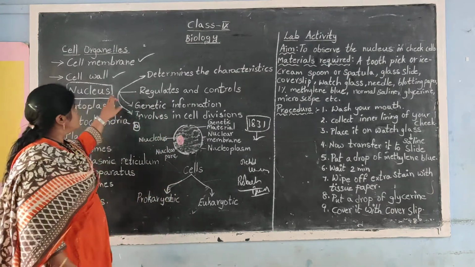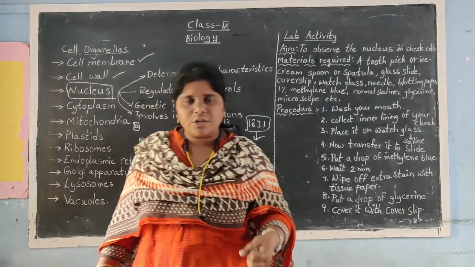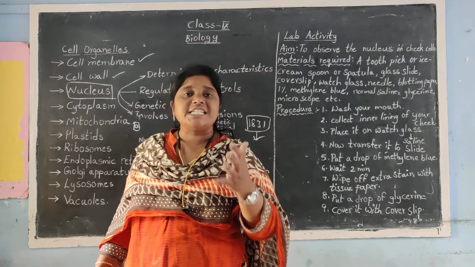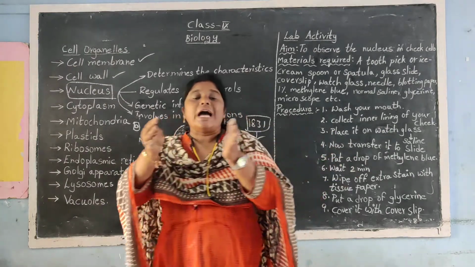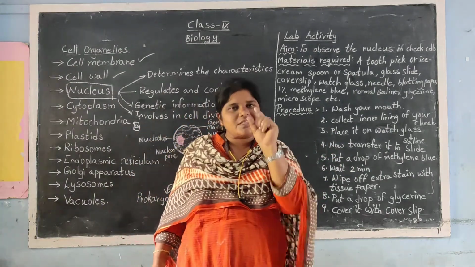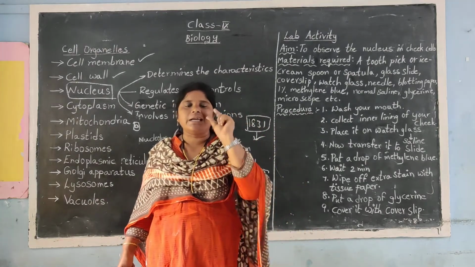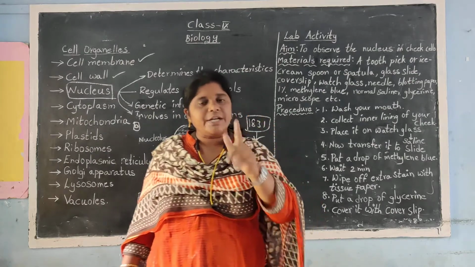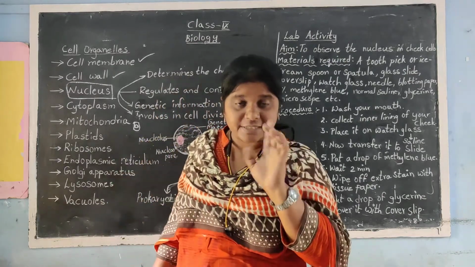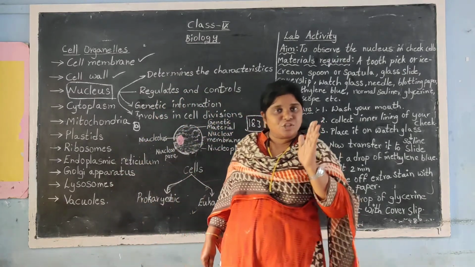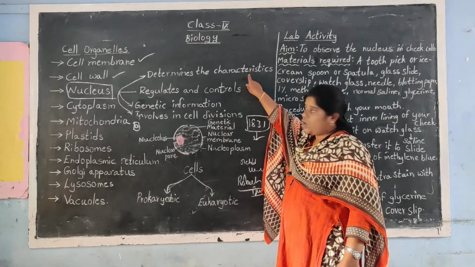So, what we have discussed about the nucleus is that it determines the characteristic features of the organism, because it is composed of genetic material through which the characters are passed from one generation to another. For your better knowledge, we can call it DNA, deoxyribonucleic acid. So it is composed of DNA, the genetic material present in the nucleus. As the genetic material is present in the nucleus, it is determining the characteristic features of the organism.